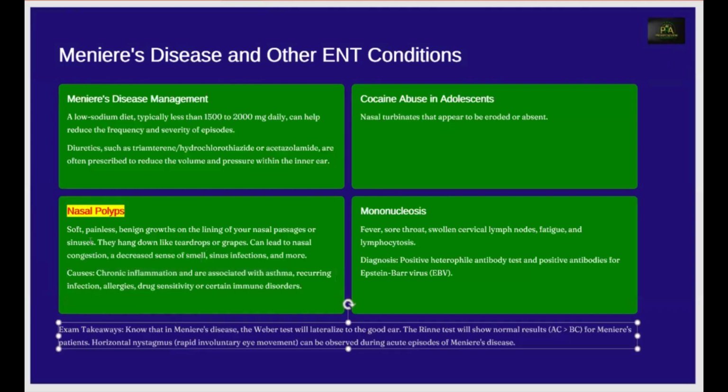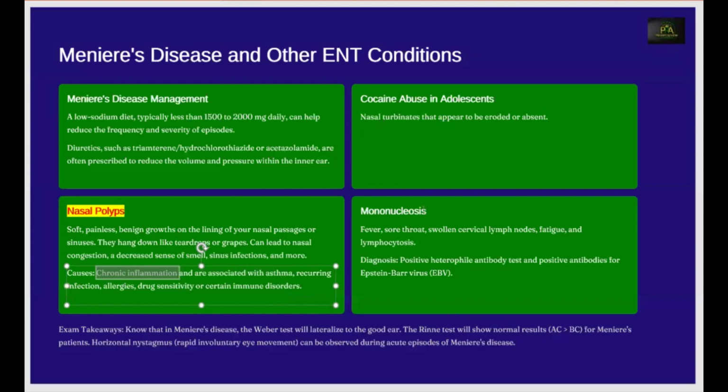So know the cause, because of chronic inflammation. If they give you an example of a patient who has asthma, with a lot of chronic inflammation, this patient will be at risk of nasal polyps. So it's a soft, painless, benign growth on the lining of your nasal passages or sinuses. So very high yield in the exam.